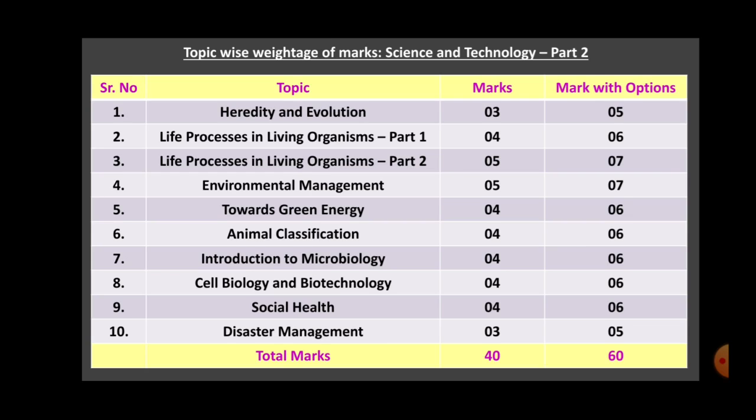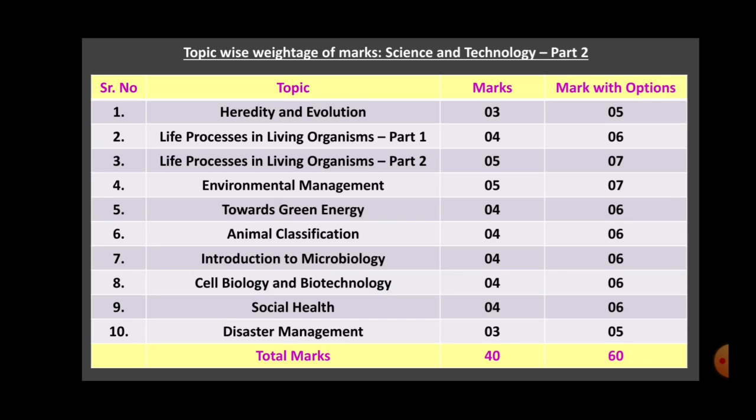So this is the most important lesson, which you have to study thoroughly. Environmental management, again very important: 5 marks question will be asked, with options 7 marks. Lesson number 5, Towards Green Energy: 4 marks, and with options 6 marks. 6th lesson, Animal Classification. 7th, Introduction to Microbiology. 8th, Cell Biology and Biotechnology. And 9th, Social Health. All these will have questions of 4 marks, with options 6 marks.